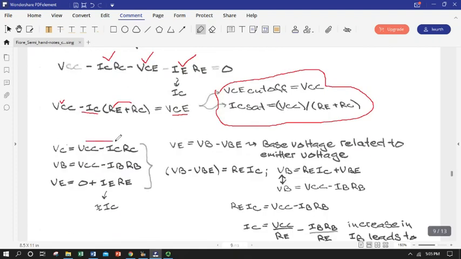So we can write these expressions. So these are the collector, base, and emitter voltages versus ground, just using Kirchhoff's voltage law and Ohm's law. Then we can start relating them to one another.